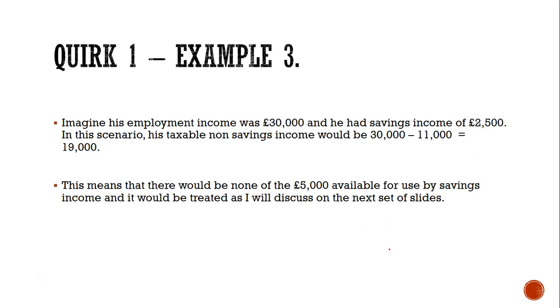Okay, great. And finally, the last example before we take a break. I try to keep them short, at 10 minutes, so you can prepare for the next one. Imagine his employment income was 30,000. In this scenario, he will have no starting rate of 0%, because the 19,000 of taxable income he's going to have will totally eclipse any 5,000 availability. There's nothing there, so you will just tax all this 19,000 at 20% as normal, and this 2,500 will be taxed at whatever the tax rates are when we look in the next couple of slides.